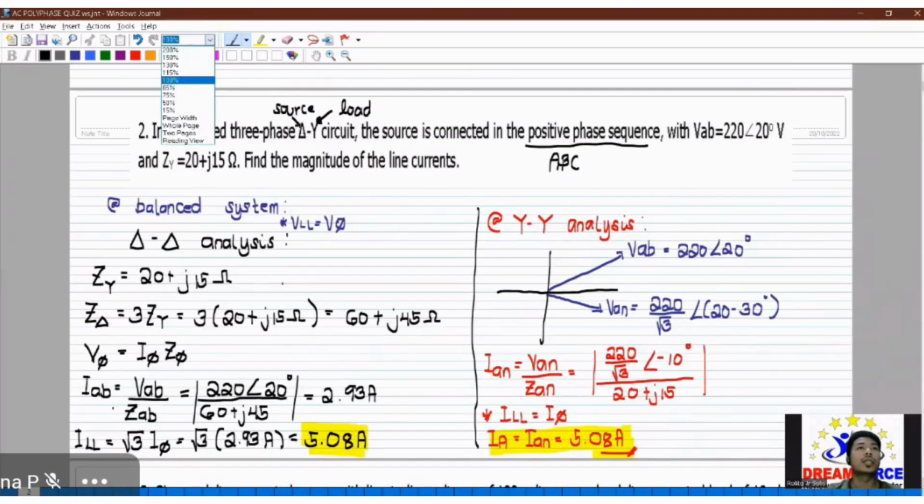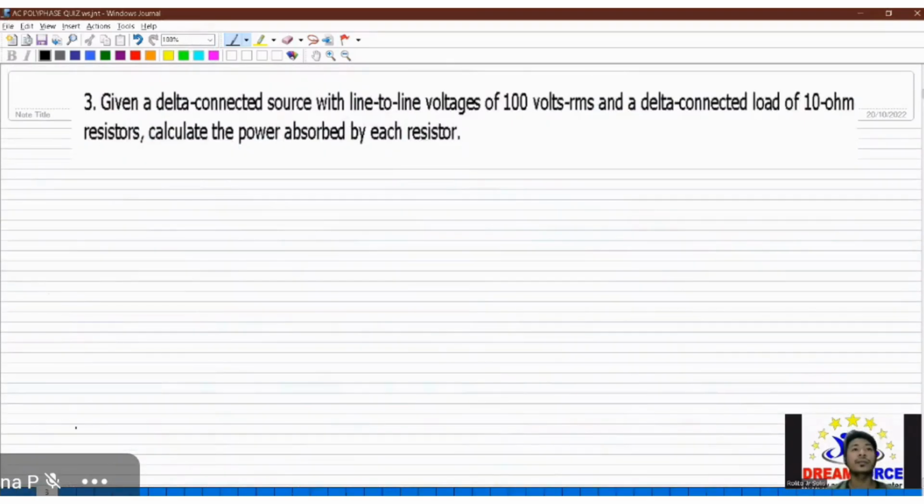Okay, sige po, let's proceed on number 3. Given a delta connected source with line-to-line voltages of 100 volt RMS and delta connected load of 10 ohm resistors, calculate the power absorbed by each resistor. So ito engineer, basic foundation po ng polyphase natin. Ang hinahanap natin dito is the power absorbed by each resistor. Para lang po tayong nagsi-single phase dito.